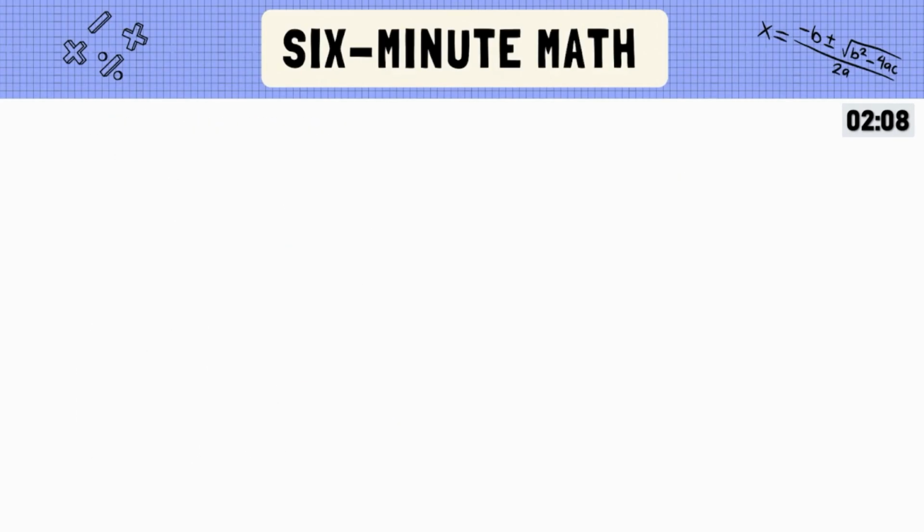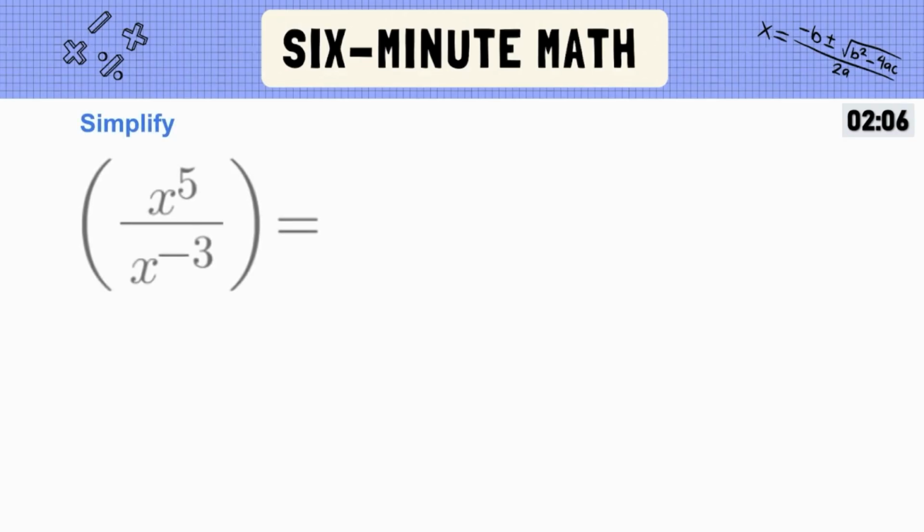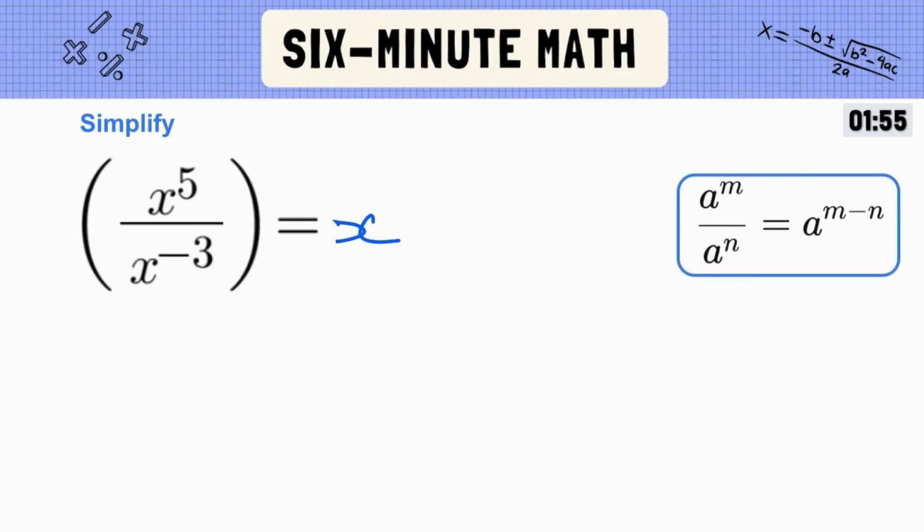On to our last couple examples. We're going to simplify x to the power of 5 divided by x to the power of negative 3. I have a common base of x, but using my quotient law, I need to subtract my exponents. 5 minus negative 3. When I subtract a negative, it is the same as adding, which would make my answer 8, giving my simplification x to the power of 8.